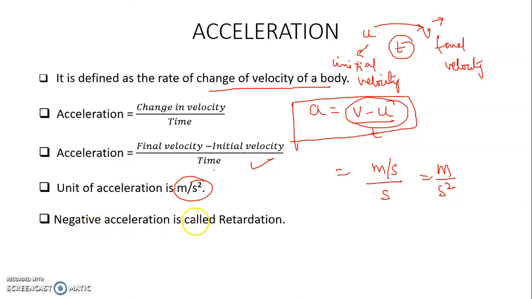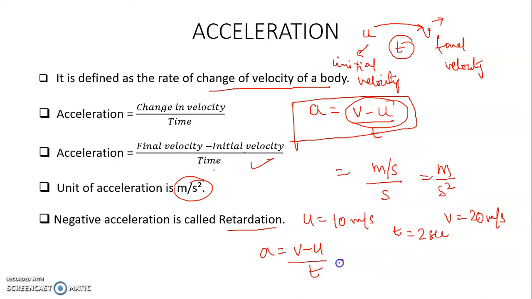Now coming to negative acceleration. What is negative acceleration? Negative acceleration is called retardation. Now suppose the initial velocity of the body is, starting moving with, suppose 10 meter per second. And after a time t, suppose 2 seconds, the final velocity is 20 meter per second. Now if you want to calculate the acceleration, what will you do? V minus u by t. What is v? 20. What is u? 10. What is t? 2. So this will give you 10 by 2, that is 5 meter per second square. Alright, this is the acceleration.